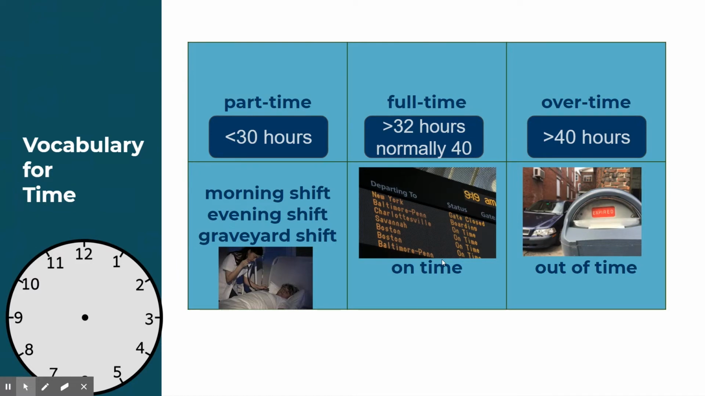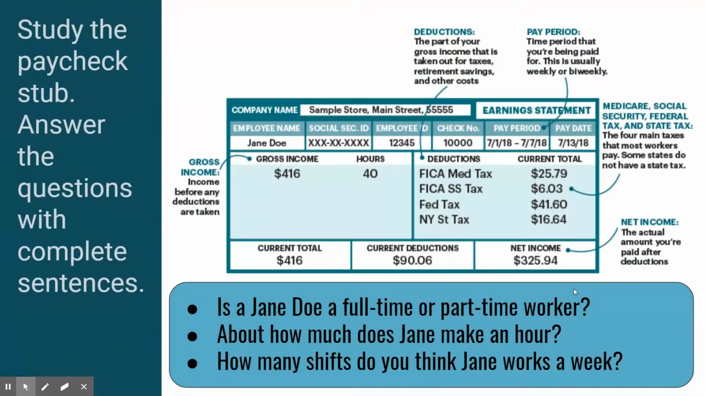But let's talk about these terms specifically. So we have part-time, less than 30 hours; full-time, more than 32 hours, normally 40 hours; and overtime is greater than 40 hours. We have a morning shift, an evening shift, and the new vocabulary word, the graveyard shift. Graveyard shift, that's when you work late at night. We also have on time and out of time.